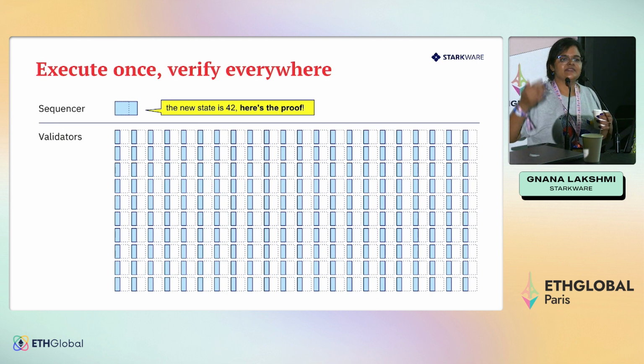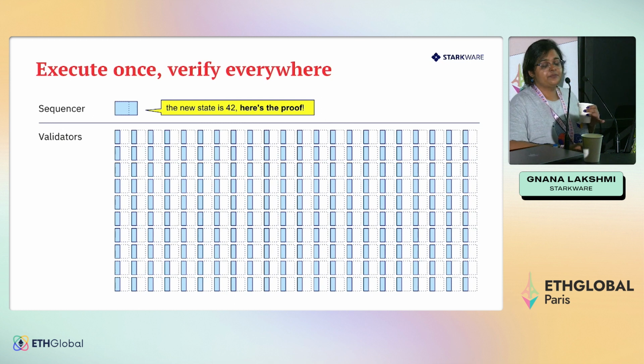Now, the sequencer is what is sitting at layer 2 at Starknet, which is producing this new block. And it is also able to create a proof. Now, the validators, instead of having to rerun the entire computation, will just have to verify the proof generated by the sequencer. And the time taken, as you can see, is pretty less than what it takes to actually rerun the entire computation.